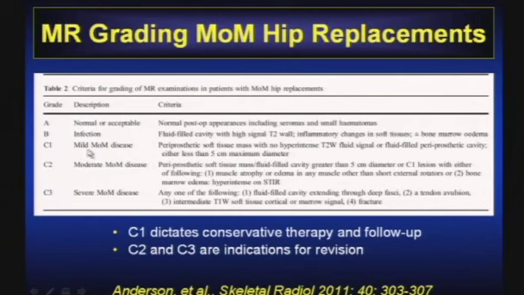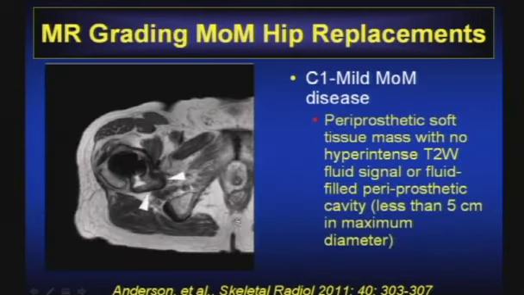C1 they called a mild metal on metal disease. For this, they're talking about paraprosthetic soft tissue masses with no hyperintense T2 weighted fluid signal, or a fluid-filled periprosthetic cavity. So in this case, you're seeing this cavity, low signal intensity around the border, and less than 5 millimeters in maximum diameter.